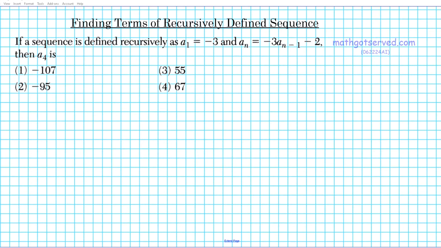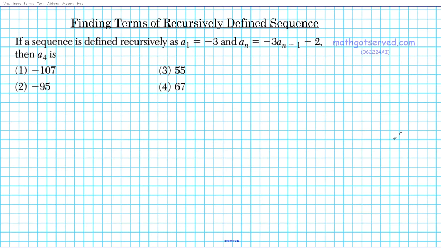In this clip, we're going to be going over how to find terms of a recursively defined sequence. The question reads: if a sequence is defined recursively as a1 equals 3 and an equals negative 3 times an minus 1 minus 2, then a4 is... A recursively defined sequence consists of terms that are generated by using previous terms and a recursive definition.